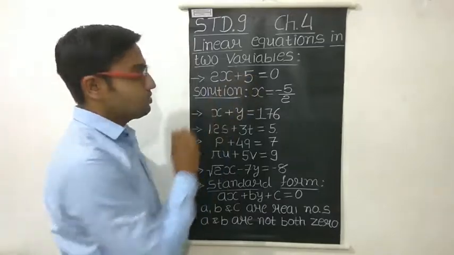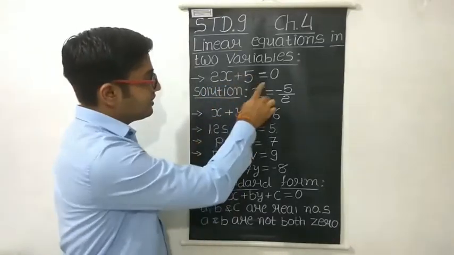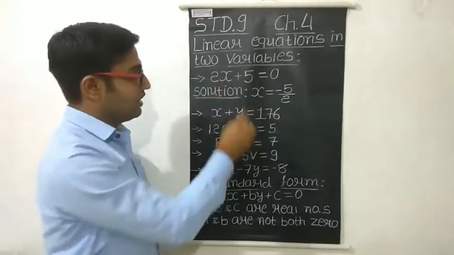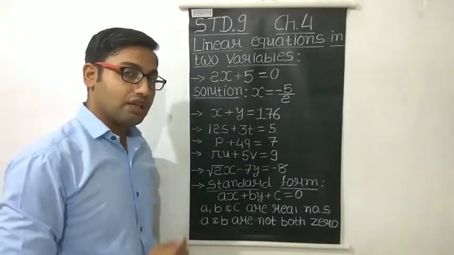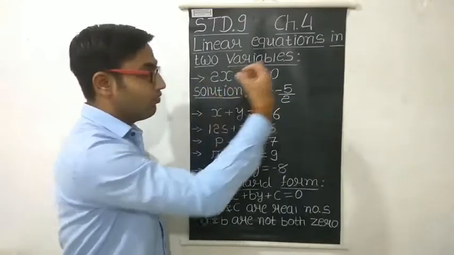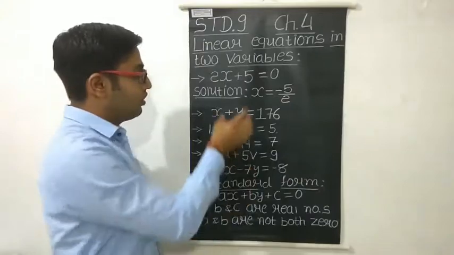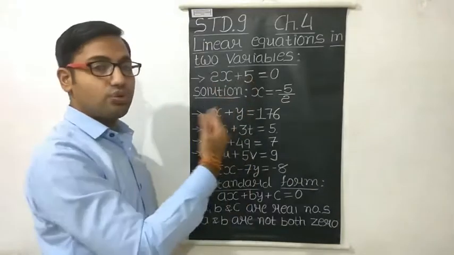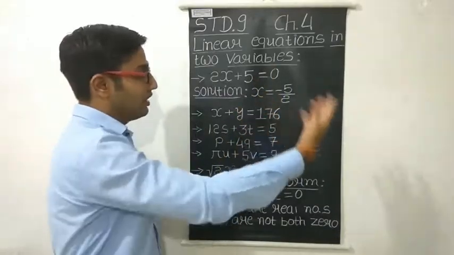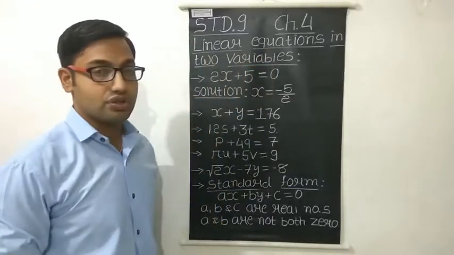So there are two terms. 2x is the first term, 5 is the second term, and there is an equal sign, and the value of this equation is given. That is why it is called an equation, because it is defined that this left hand side is equal to some value, and that value is 0. So we define that whatever we have given on the left hand side is equal to some value which is given on the right hand side. That is why it is called an equation.